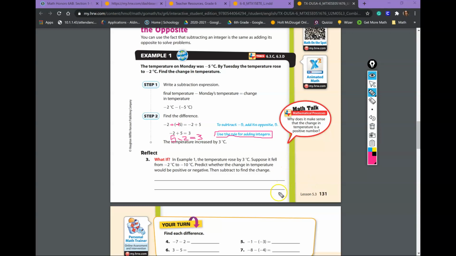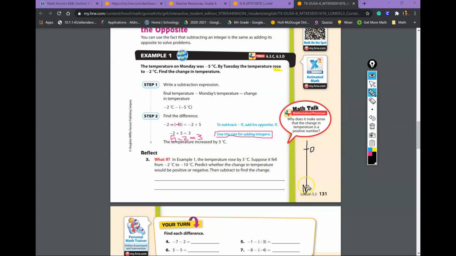Okay, so let's ask ourselves this math talk question. Why does it make sense that the change in temperature is a positive number? Well, if we read back in our word problem, it says by Tuesday the temperature rose. So if it rose, that means it's rising. And I can also look at my number line, my vertical number line. The closer I get to 0, the warmer my temperature is going to be.